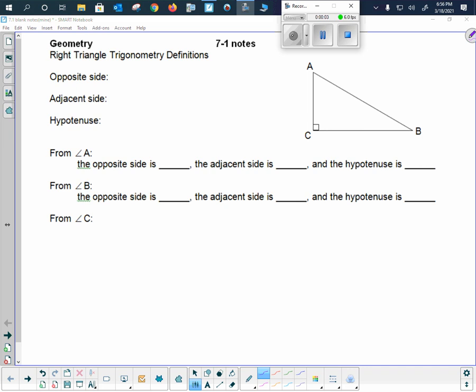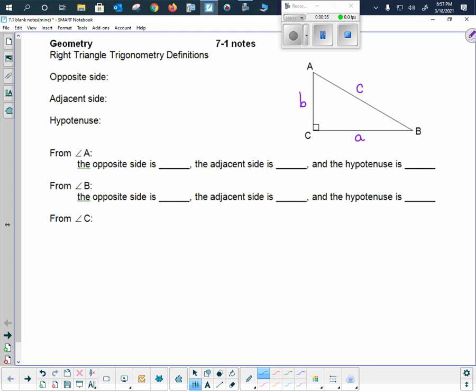In 7.1 notes, we're moving on to trigonometry, which is actually the study of triangles. So we're looking at right triangle trigonometry definitions. Let's do a little review. First, in our picture, remember angles are labeled with capital letters, sides are labeled with lowercase letters, and they correspond in the following way. Across from angle A would be side lowercase a, across from B would be lowercase b, and across from angle C would be lowercase c.